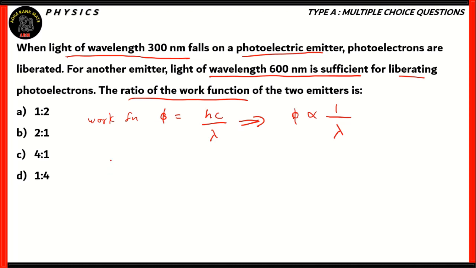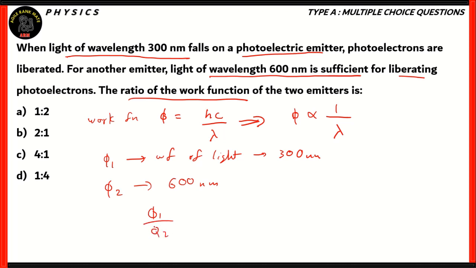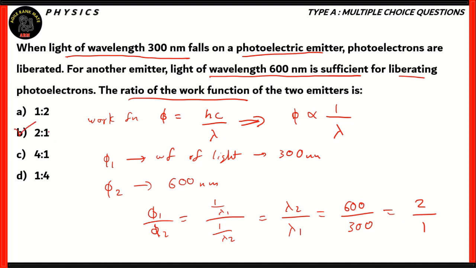So we're going to consider phi 1 as the work function of the light at 300 nanometers, and phi 2 is the same for 600 nanometers. Now phi 1 over phi 2 is basically 1 by lambda 1 over 1 by lambda 2, which is lambda 2 over lambda 1. Now lambda 2 is 600 nanometers, lambda 1 is 300 nanometers, which means that the ratio of the work function is option B, 2 is to 1.